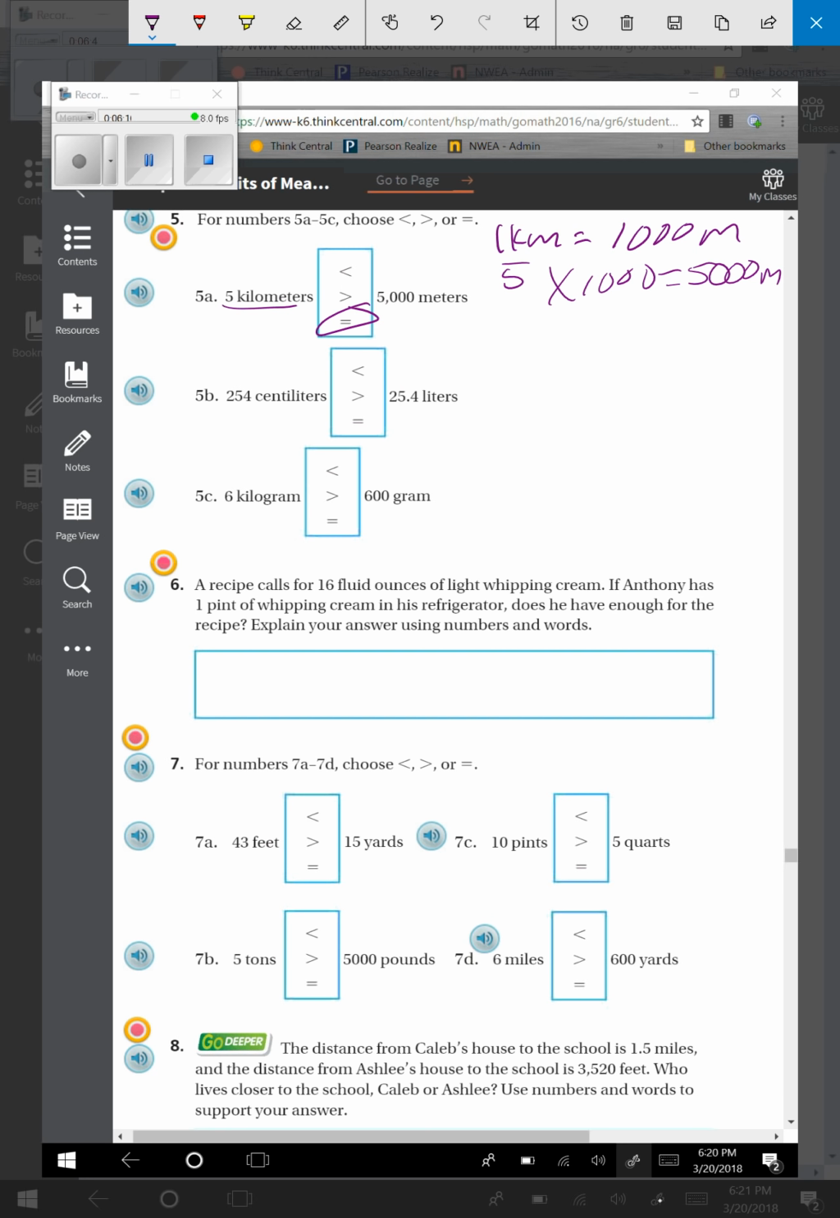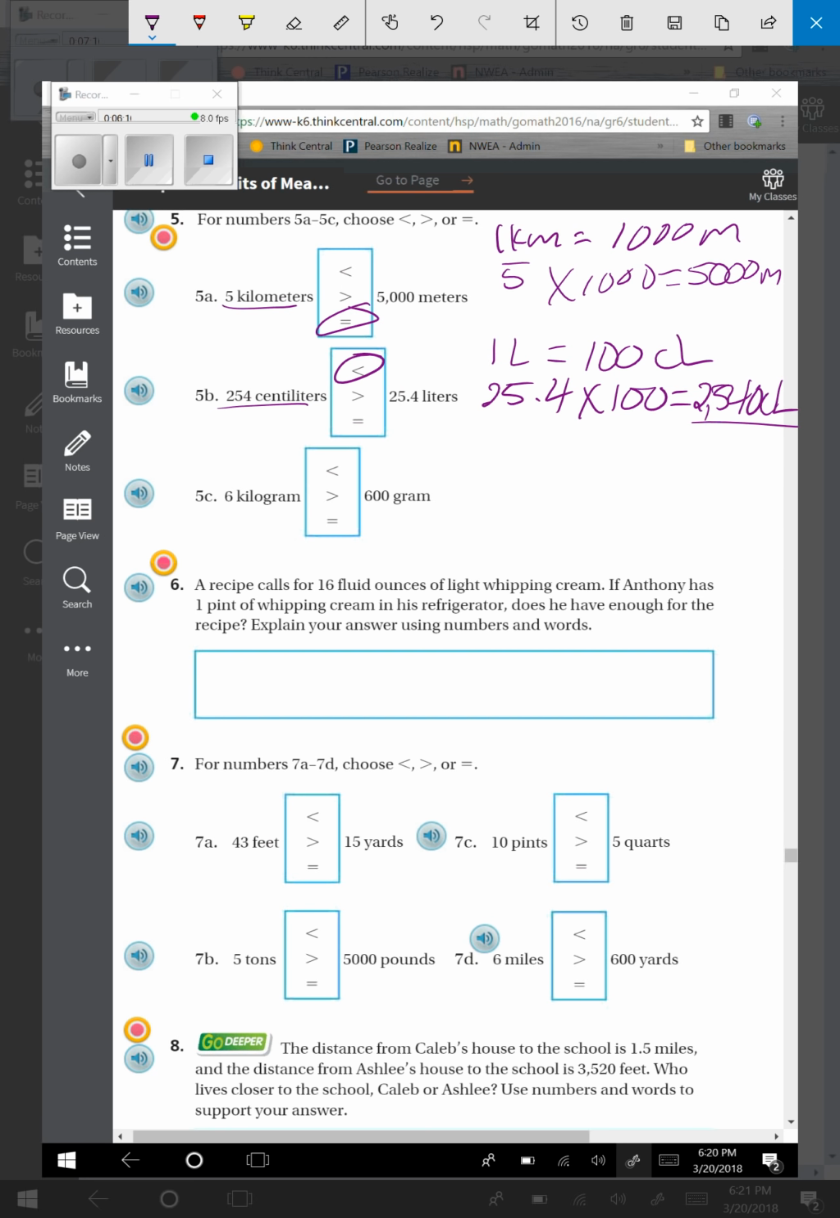254 centiliters, 25 and 4/10 liters. We know that 1 liter equals 100 centiliters. So I'm going to take the 25 and 4/10 times 100, which is going to equal 2,540 centiliters, which would make this one less than. This is less than our answer over here.